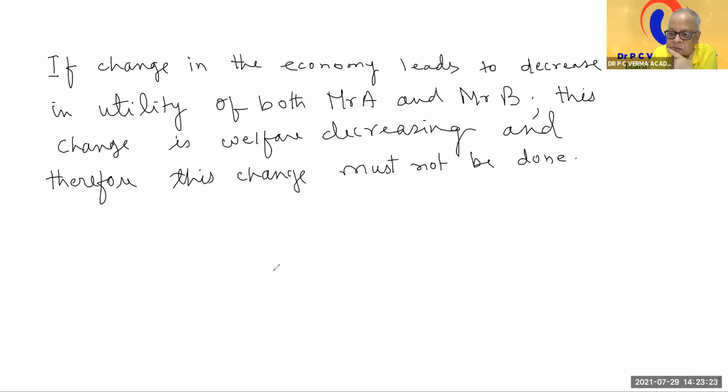Poonam, read out. If change in economy leads to a decrease in utility of both Mr. A and Mr. B, this change is welfare decreasing, and therefore this change must not be done.